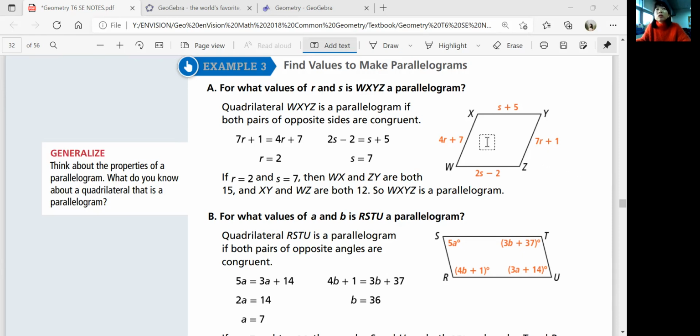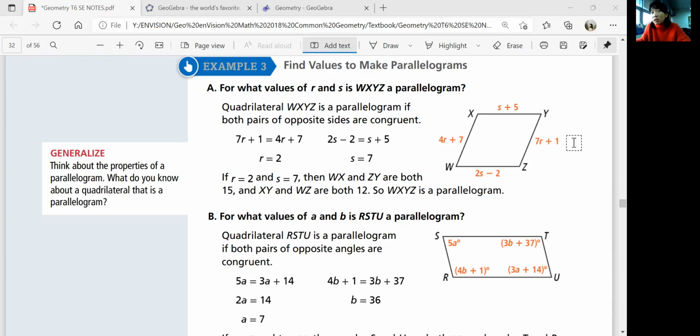Okay. And so 4R plus 7 is equal to 7R plus 1. Solving for R is 2. Same way, you set up the algebraic expression for XY and WZ. You solve for S, and that's 7. And don't worry about having different variables for the opposite sides.